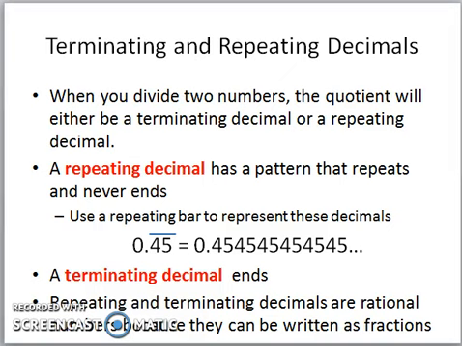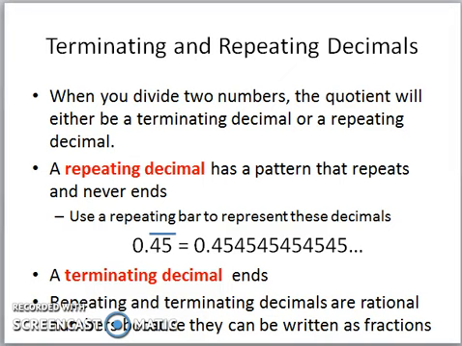So, terminating and repeating decimals. These are important because when we are converting fractions to decimals, there are two kinds of decimals that we can get. So when you divide two numbers, thinking about a fraction, so dividing the numerator by the denominator, the quotient or the answer will either be terminating or repeating. So a repeating decimal has a pattern that repeats and never ends. The way that we represent a repeating decimal is using a repeating bar like the one we have above 45 hundredths.